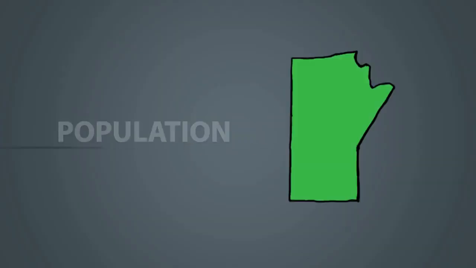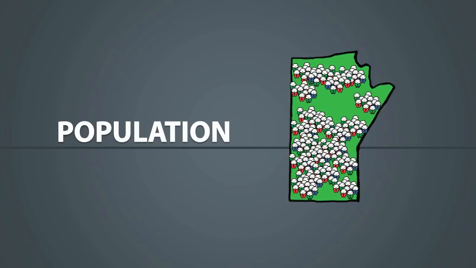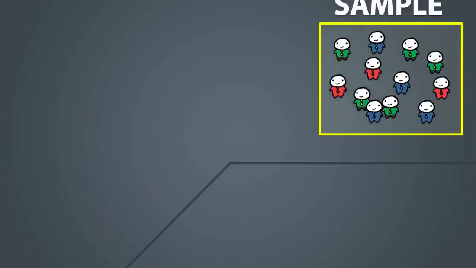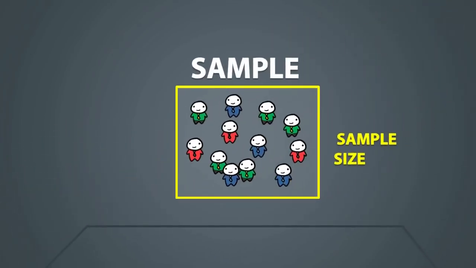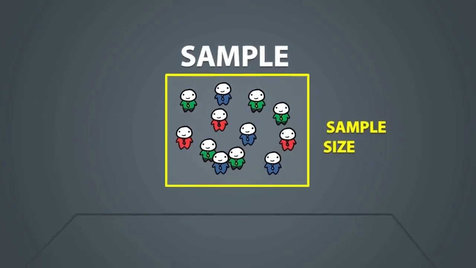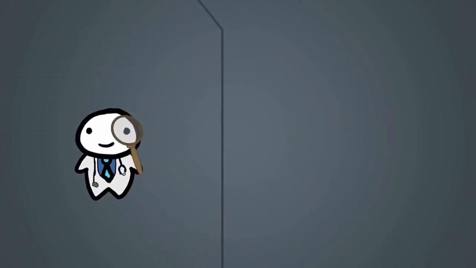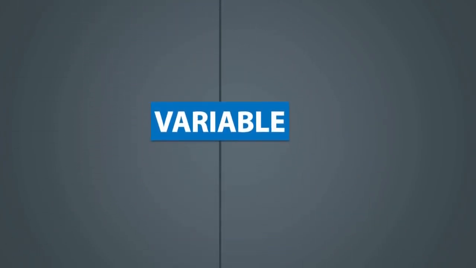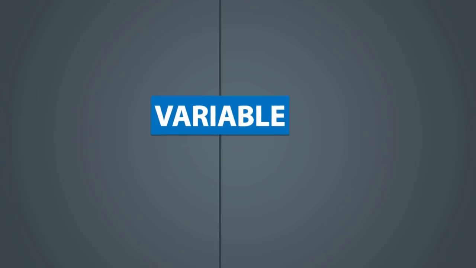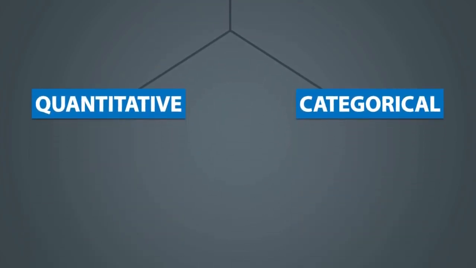So to recap, a population refers to the total number of things. A sample refers to a small part of the population that we examine and extract information from. The total number of things in a sample is called a sample size. What we measure from each individual is the variable of interest. The way we measure these variables lets us know if the variable is quantitative or categorical.